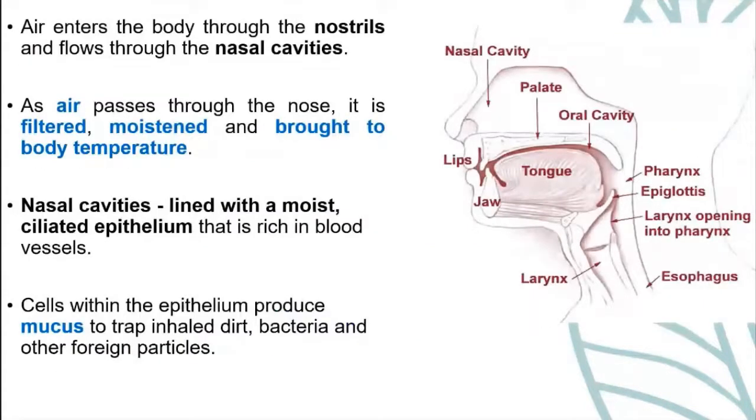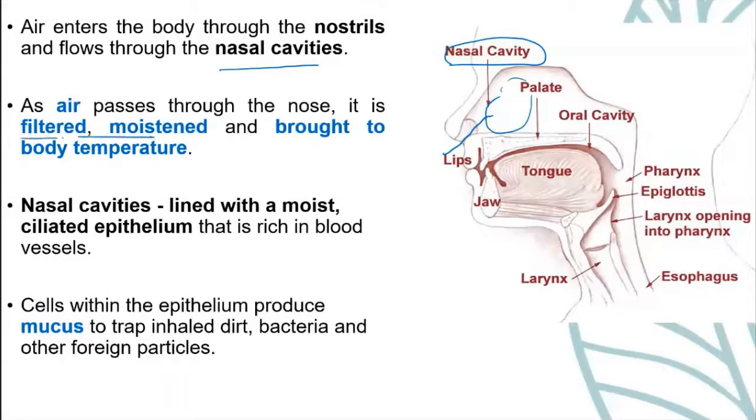Okay, so air enters the body through the nostrils and flows through the nasal cavity. Yang ini kita nak tengok pula laluan udara tu lah kan. So you breathe in through your nostril and it enters into the nasal cavity. So nostrils and nasal cavity. Okay, nasal cavity. So the air passes through the nose. It is filtered, moistened, and brought to body temperature.